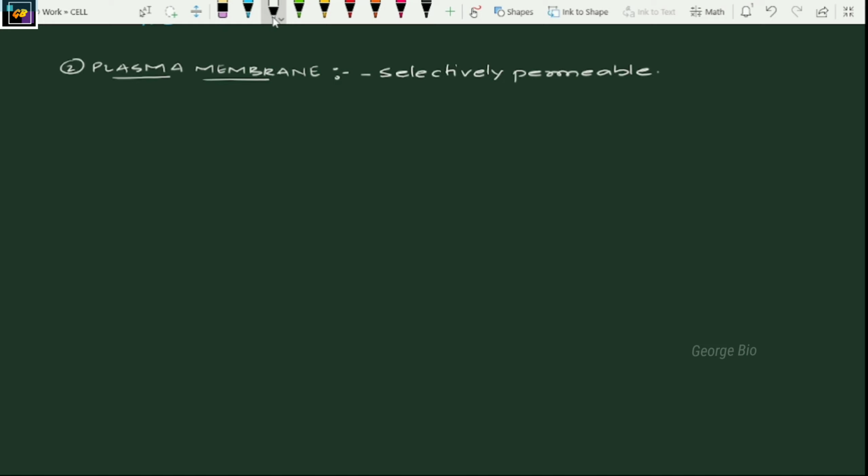Plasma membrane. It is also called the cell membrane or plasma lemma. It is selectively permeable in nature. It can be studied in two different versions, as early study and later study. In the early study, we will talk about the lipid bilayer model. In the later study, we can take the fluid mosaic model. Let's talk about the first model.